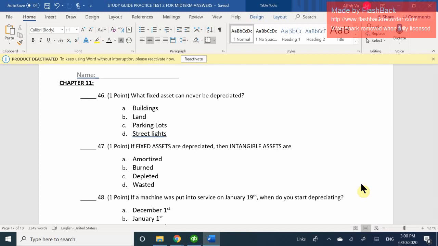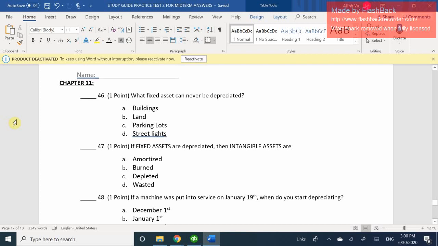Okay, so number 46. Okay, so we're almost done. We only got like 10 more questions left, maybe a little less than that, maybe 8. So let's go ahead and just finish it off so we can go for the rest of the day.